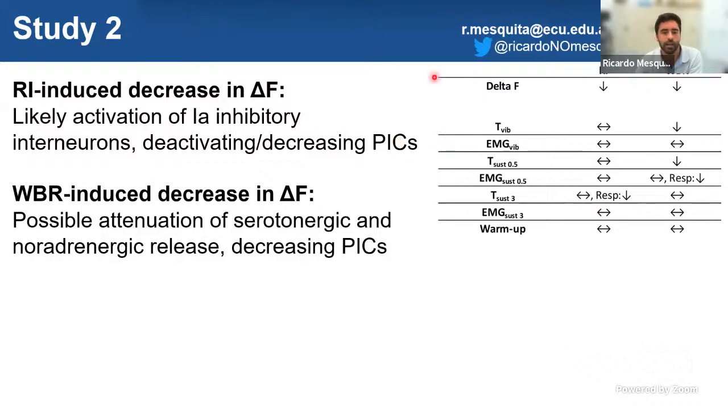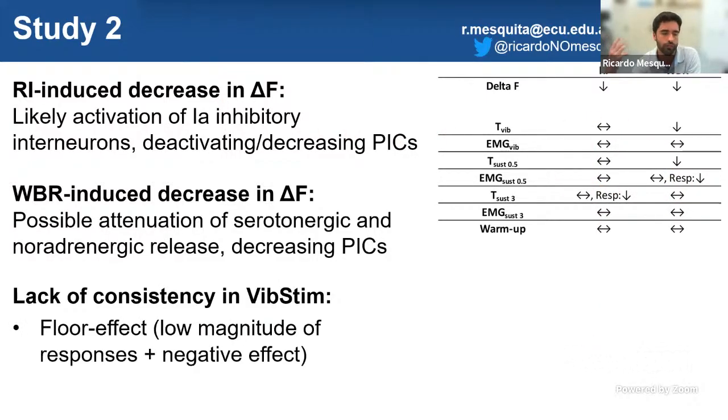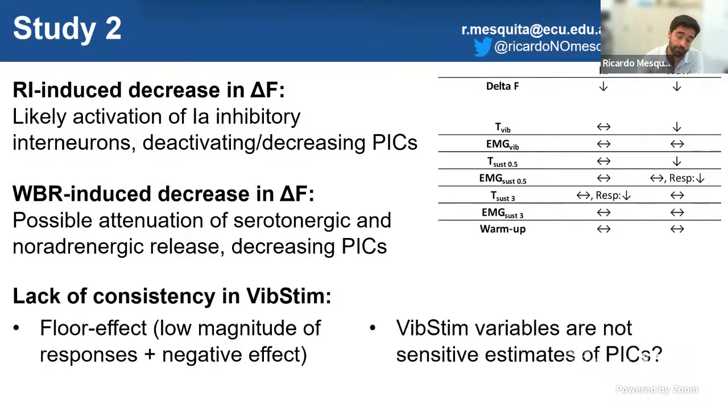Why didn't we see the same effect in VibStim? Possibly there was a floor effect. So given that some participants had low magnitude of responses and these interventions had a negative effect, it means that there may be insufficient opportunity for VibStim variables to decrease. Another possibility is that maybe VibStim is telling us something else apart from PICs.